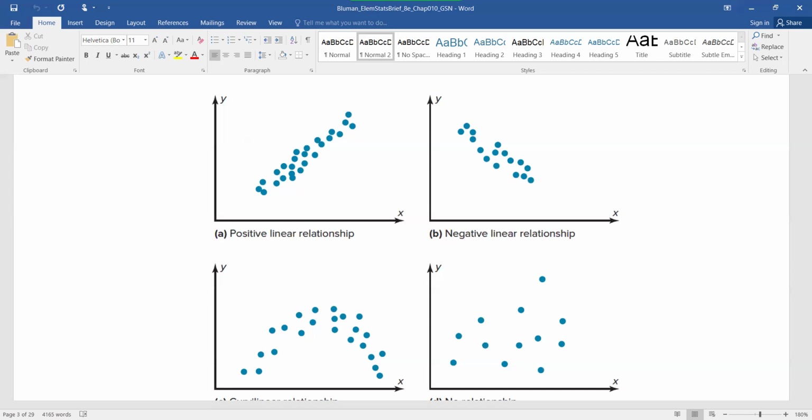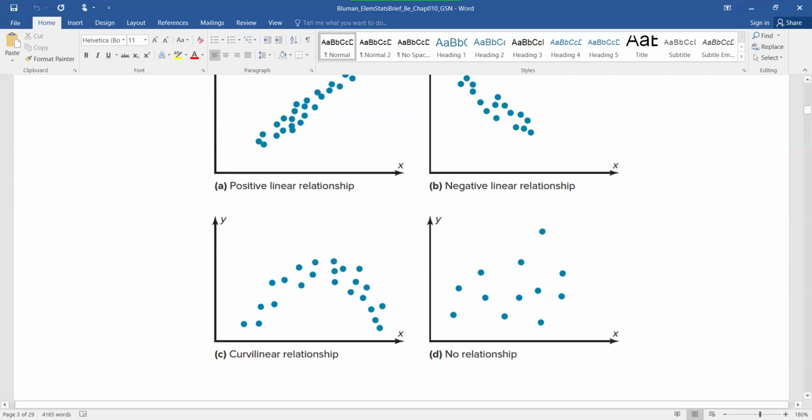This right here would be a non-linear or a curvilinear relationship because it doesn't make a positive or a negative slope, but can show some type of quadratic look. There are some situations where it's just really hard to determine if there's even a curvilinear relationship.